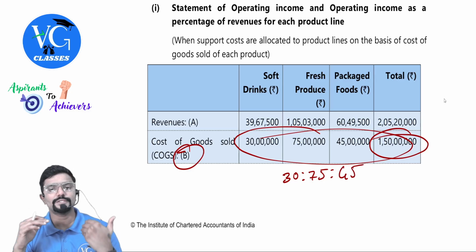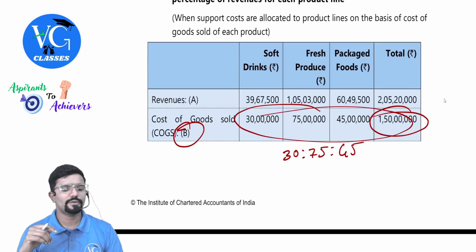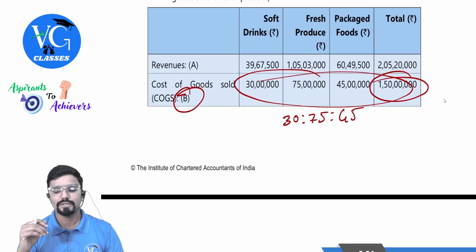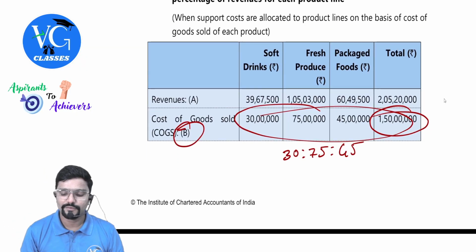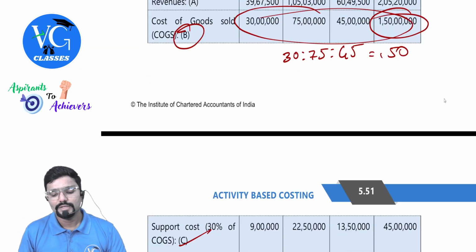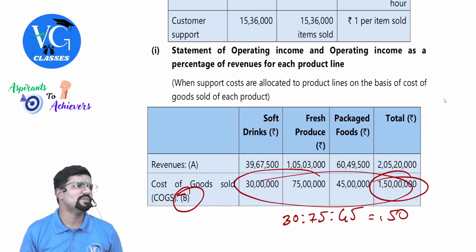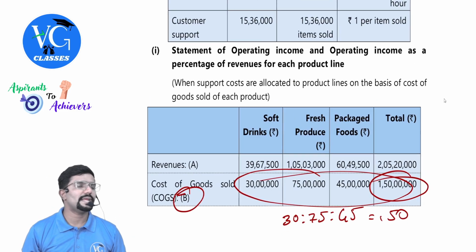Okay, 30 is to 75 is to 45. To distribute what? Total support cost. So how much would it be? 30, 75, 75, 75, 150. Total is 150. Now, sir, can I take this ratio, sir? Yes, no problem. You can take it.